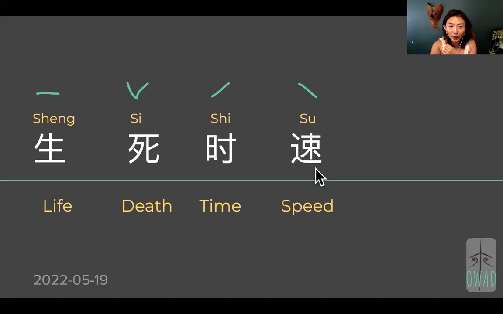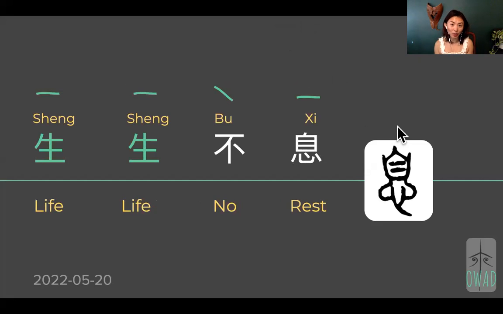All right, so yesterday we talked about a very good Chinese translation of the English movie Speed. Somebody translated it into life, death, time, speed. I mean, how fascinating it sounds, all right? So today we're going to continue with the concept of 生.